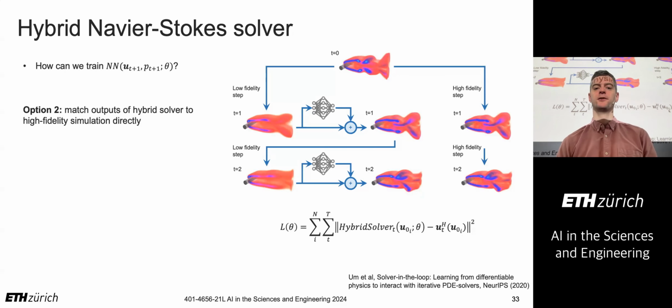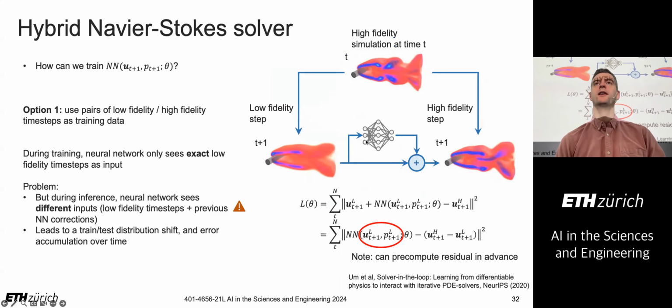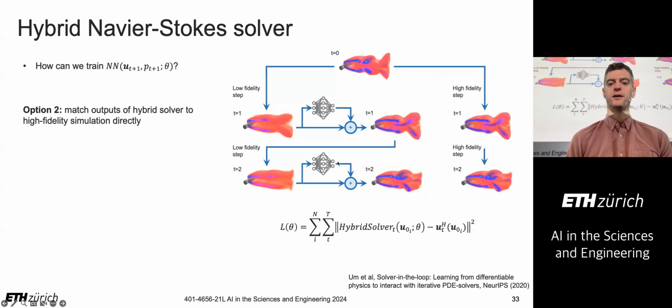Can you see how this is different to what I would say is a more naive method of just matching time steps? What we're doing here is we're unrolling the solver and matching the entire output of the solver to the high fidelity simulation. So then you can think about the types of inputs that the neural network sees during training. And what you see now is that at this point in the workflow, this neural network sees a corrected low fidelity step. So actually, yeah, it sees this step, which has been corrected previously.